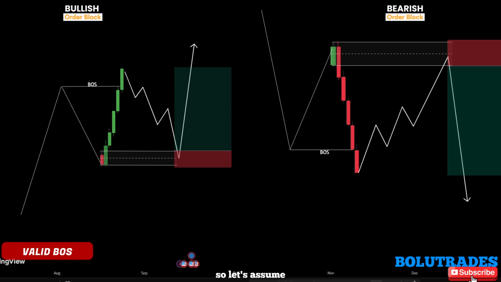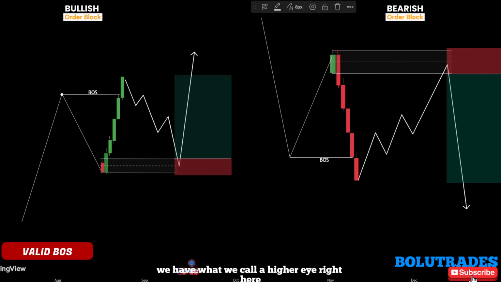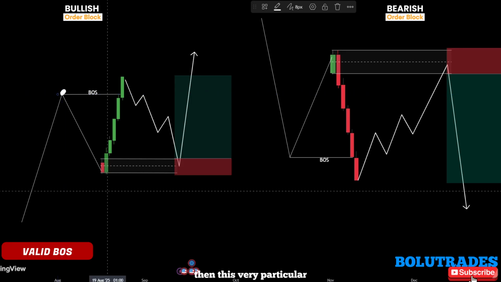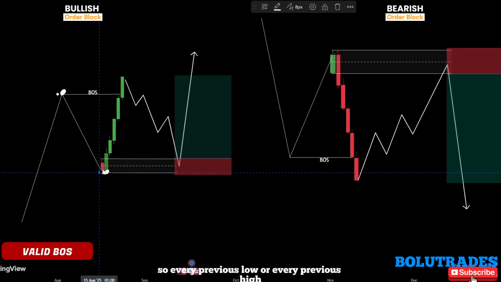So, let's assume we are in an uptrend and right here we have what we call a higher high. This is our current higher high right here. Then this very particular low right here is our higher low right here. So every previous low or every previous high will always be made up of an order block. You always find an order block within every previous high or every previous low.